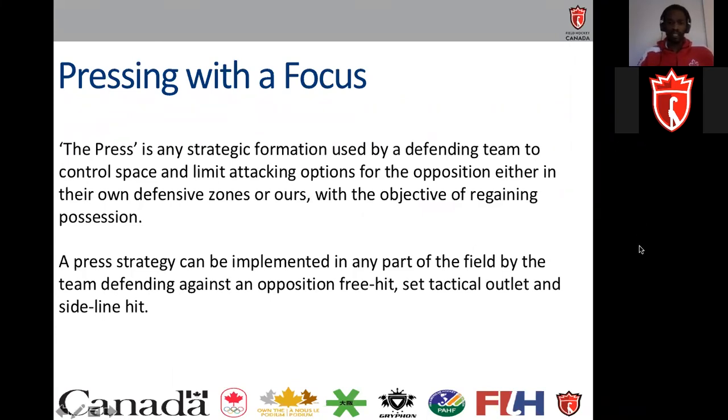So if we look at the press, it is a strategic formation used by the defending team to control space and to limit attacking options for the opposition, either in their own defensive zones or ours, with the objective of regaining possession. A press strategy can be implemented in any part of the field by the defending team against any opposition free hit, the set tactical outlet, or sideline hit.